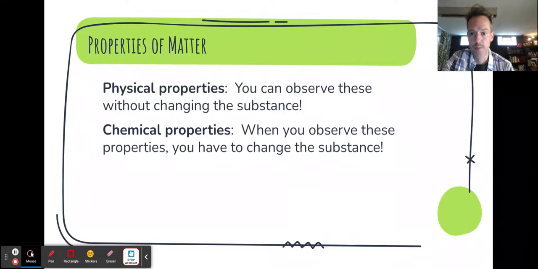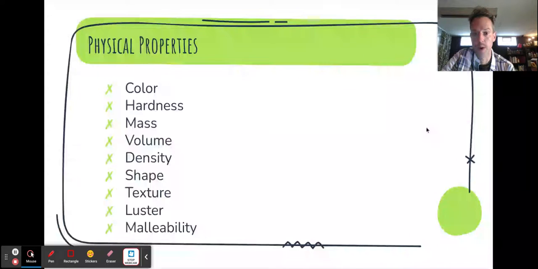The difference between physical and chemical properties is that you can observe physical properties without changing the substance. Chemical properties, when you observe those properties, you have to change the substance. We'll talk a little bit more about that as we go over the specific properties that are physical and chemical properties. For physical properties, there's a bunch of them. Most of these we should be pretty familiar with, but we will pause for a second to discuss a few of them. Number one, color.